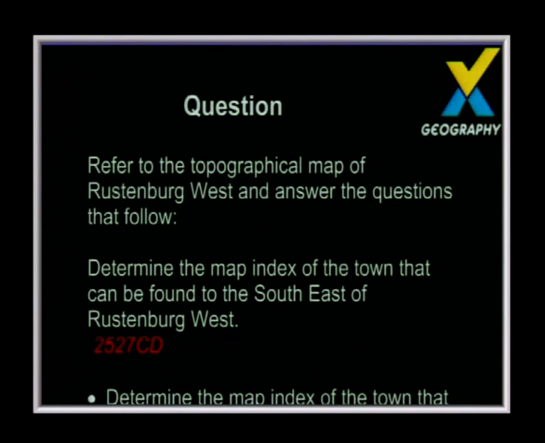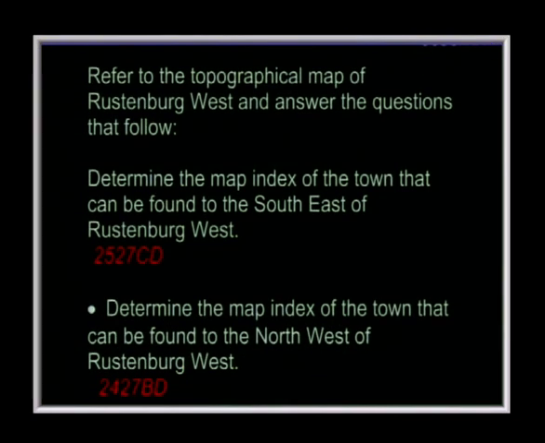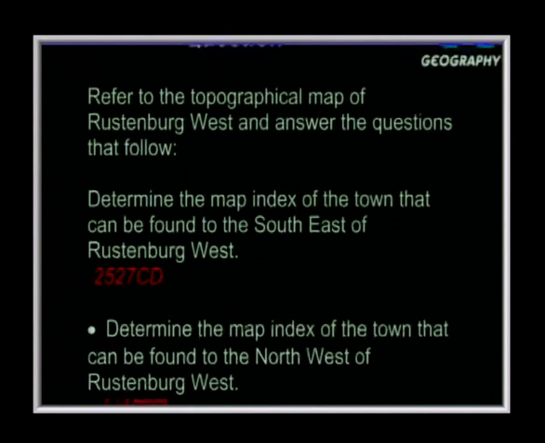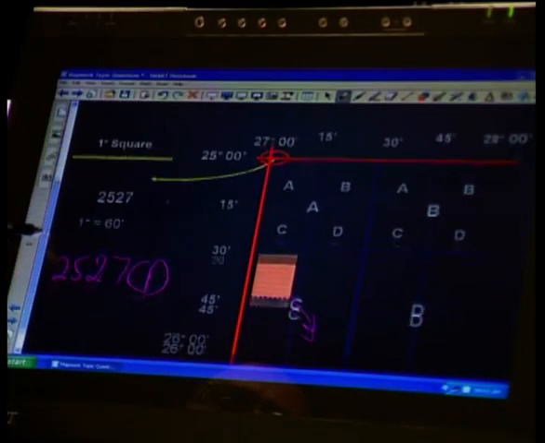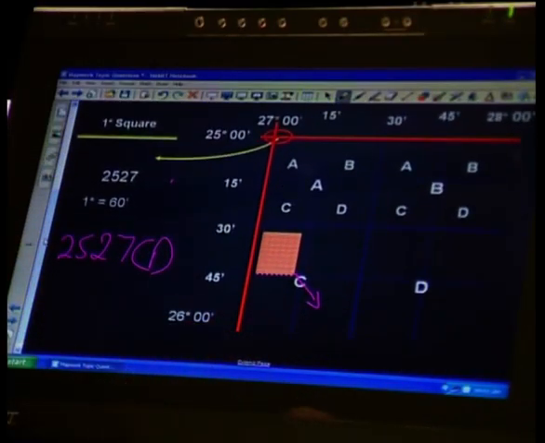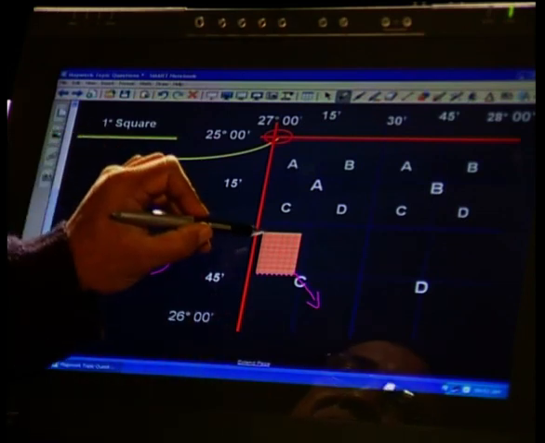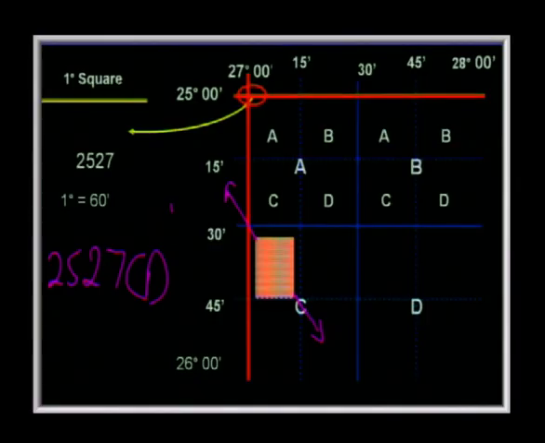Let's get a little more difficult down here. I want to find the map index of the town that can be found to the northwest of Rustenburg. Okay? Let me go back to my slide down here. I'm looking at northwest. So I'm looking here. That is your northwest direction.